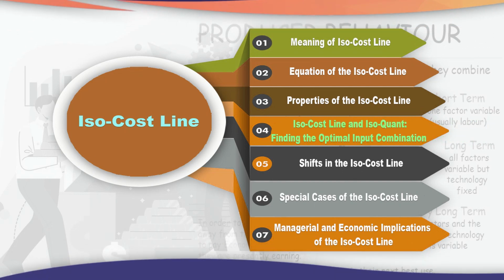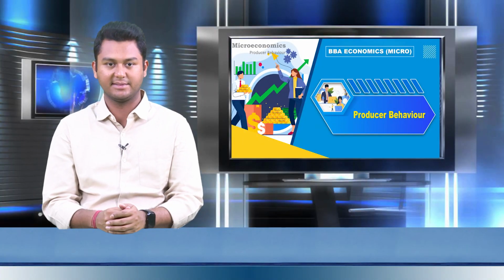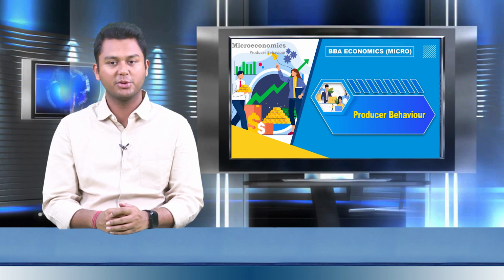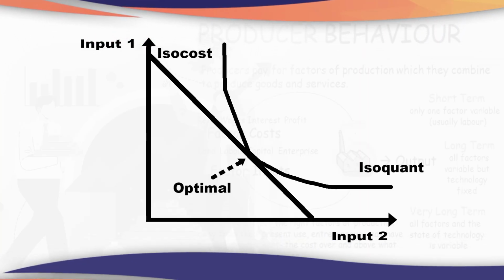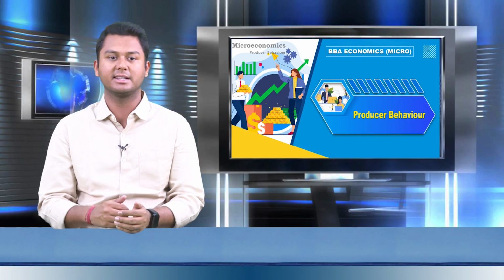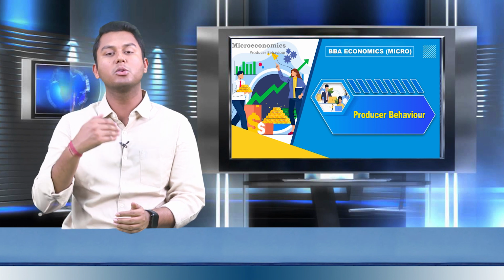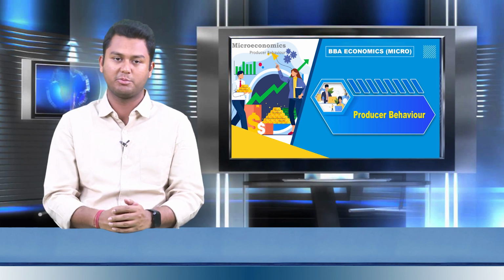Now combining the two concepts that we have learnt, that is isocost line and isoquant, this allows us in finding the optimal input combination. The goal of a firm is to produce a given level of output at the lowest possible cost. The optimal point occurs when an isoquant, which shows the output, is tangent to an isocost line, which shows the cost constraint. At this point, the firm achieves cost minimization, meaning it is using the most efficient input combination to produce the highest level or desired level of output.